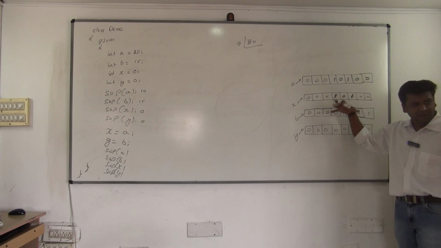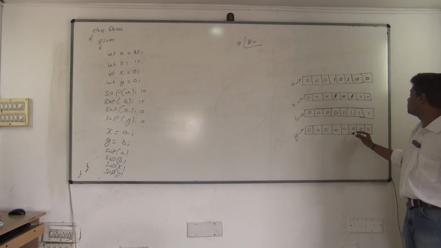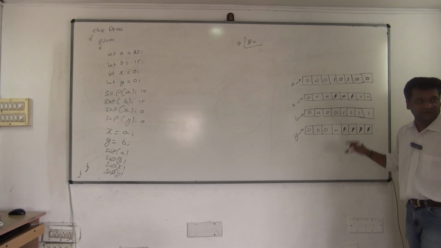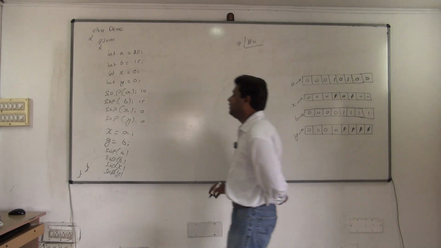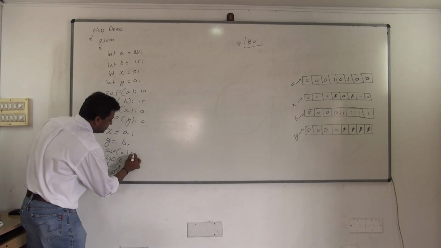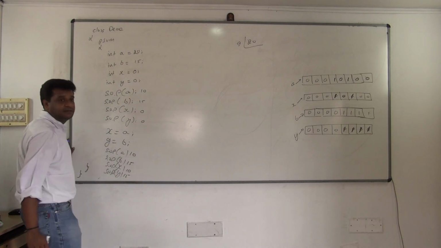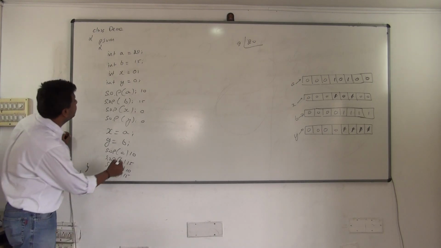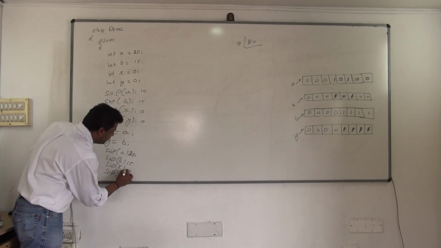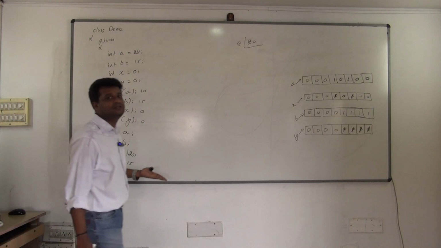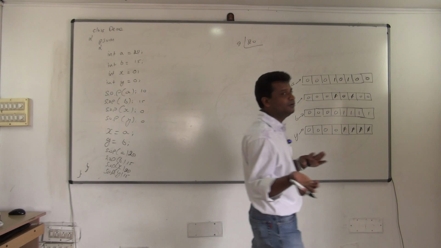Similarly, the value of B is written to Y, and the value becomes 1 1 1 1. It overwrites. Done. And if you print SOP A B X Y, what is the value now? 10 15 10 15. Sorry, 20. 20 15 20 15. Whatever the value is in A is given to X. Whatever the value is in B is given to Y. Very simple.